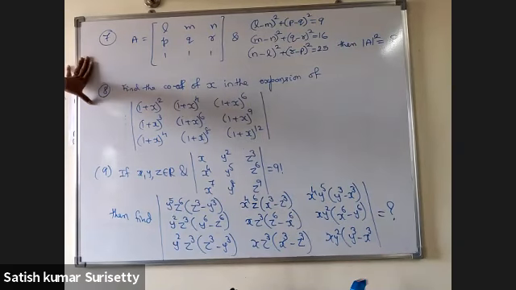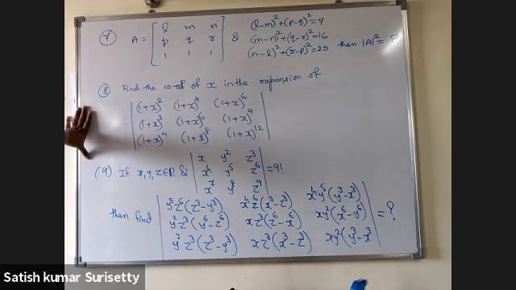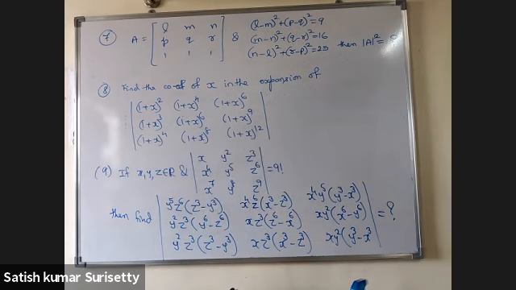In the 8th, find the coefficient of x in the expansion of the determinant of (1 plus x) whole square, (1 plus x) whole power 4, (1 plus x) whole power 6, and so on. The 9th problem: x, y, z are real numbers and the 3 by 3 determinant equals 9 factorial. Then find the determinant of this bigger determinant. Some observation is there. If you are able to observe, then it is easy.